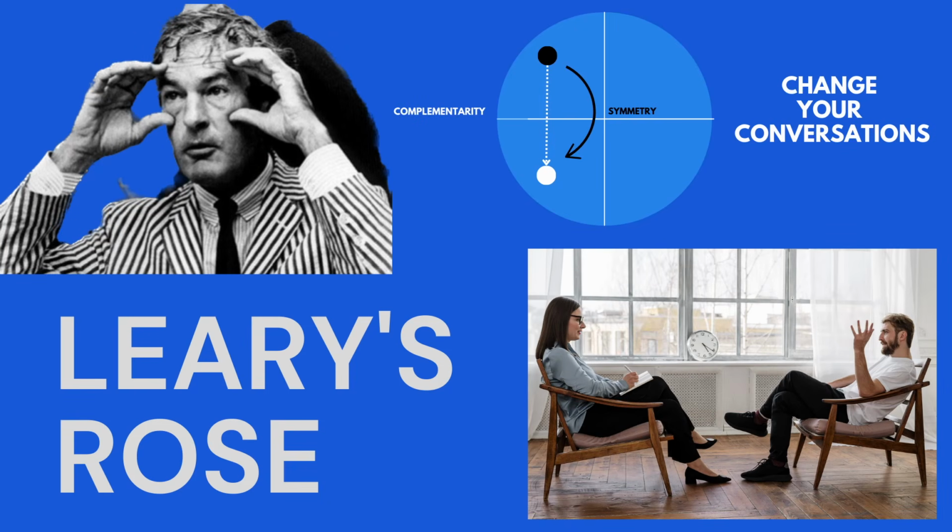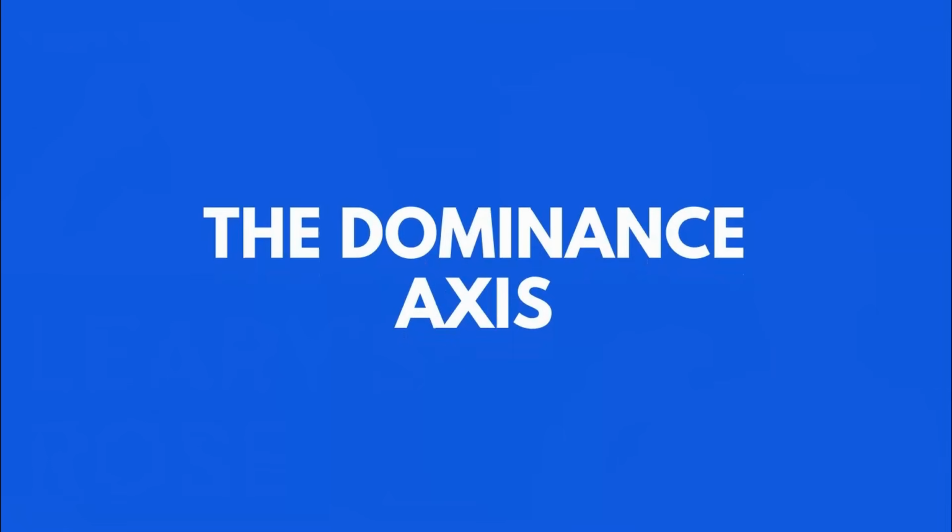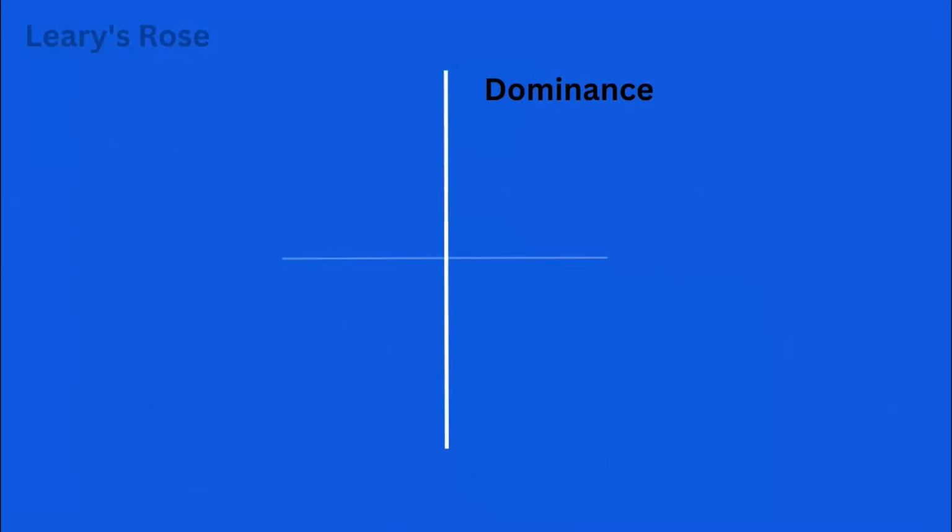So what is this tool that I'm going on about? It's called Leary's Interpersonal Circumplex, or Leary's Rose. Let's take a look at the model and how it works. What the model does is it divides human interaction along two axes, a horizontal attitude axis and a vertical dominance axis.